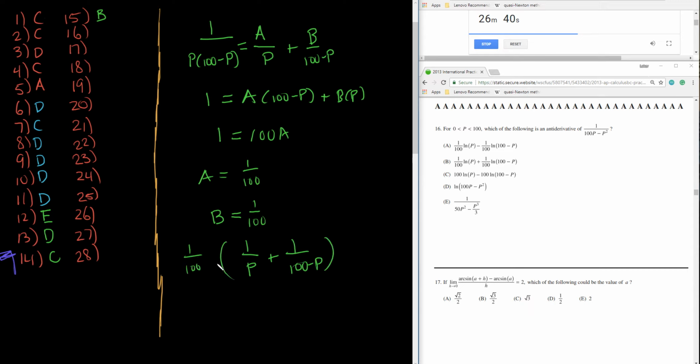Okay, and antiderivative, let's do this quickly. It's going to be 1 divided by 100 times natural log of the absolute value of p, minus the natural log of 100 minus p. Yep, okay. And that's chain rule there. Okay, so when we look at this, we get probably answer A, right? Yeah, answer A matches what we got. 100 natural log, okay.